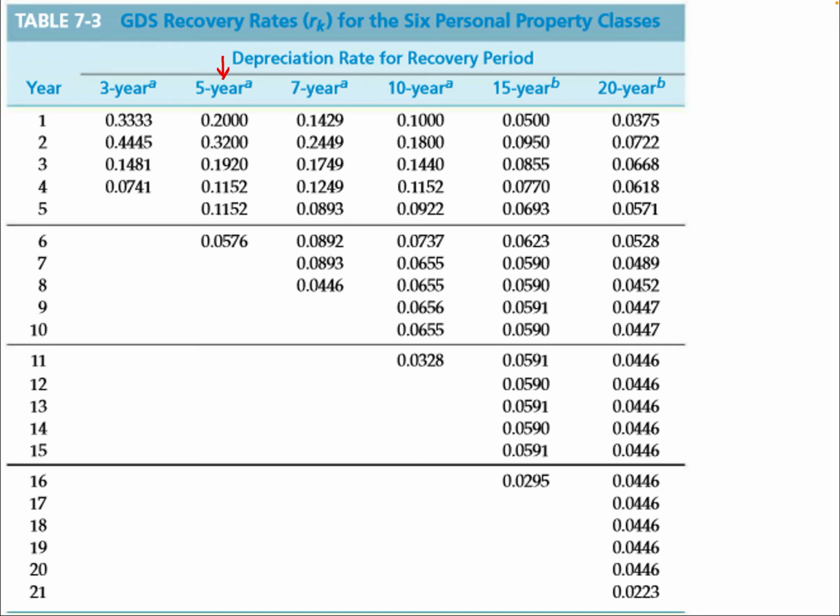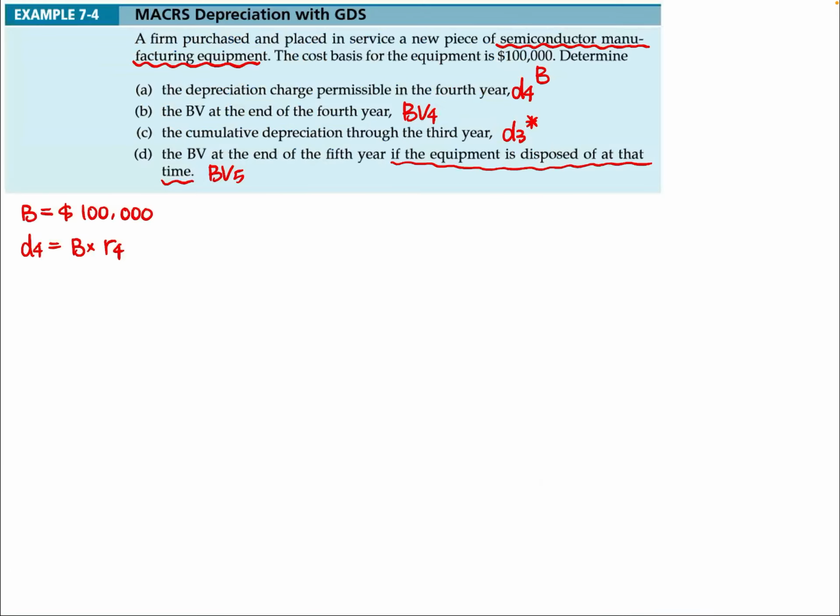So under this column, you want to find R4. R4 is this one, the fourth row under that column. It's 0.1152. Okay, go back here: B is 100,000, R4 is 0.1152. So D4 is 11,520.